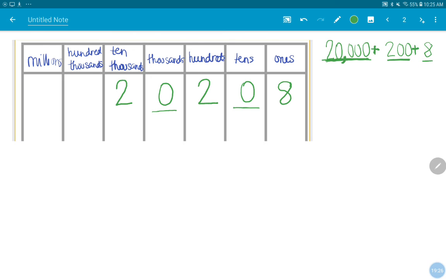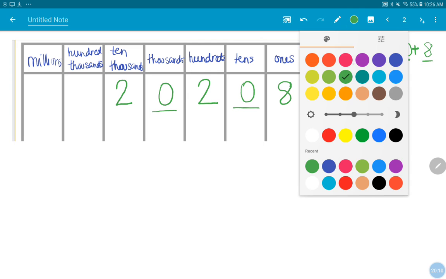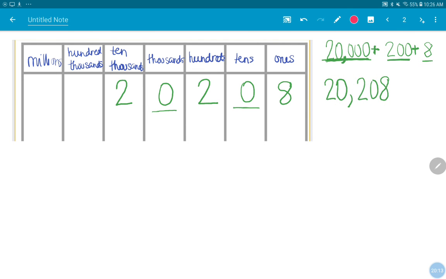All right, so if I wanted to write this number in standard form, what would that look like, Alexis? 20, comma. Why would I put a comma there? Yeah, it's separating my groups of thousands from my hundreds, tens, and ones. So after my comma, I would have 208. What's that called, the way we just wrote it? 20,208. Standard form.